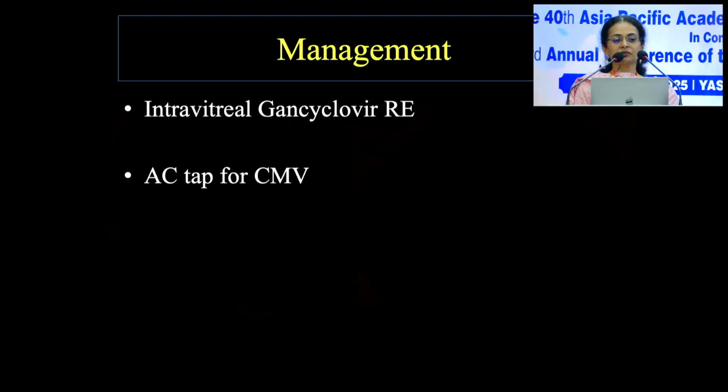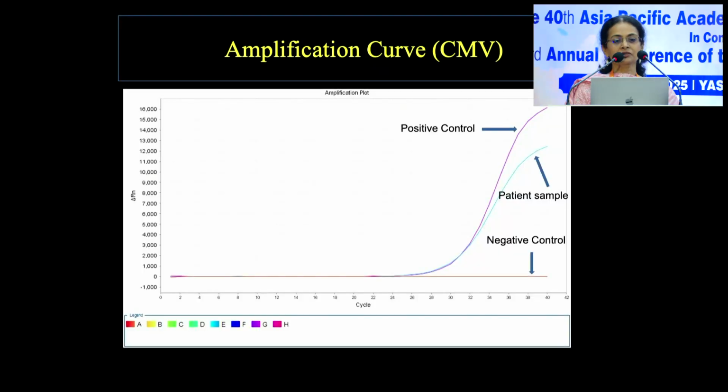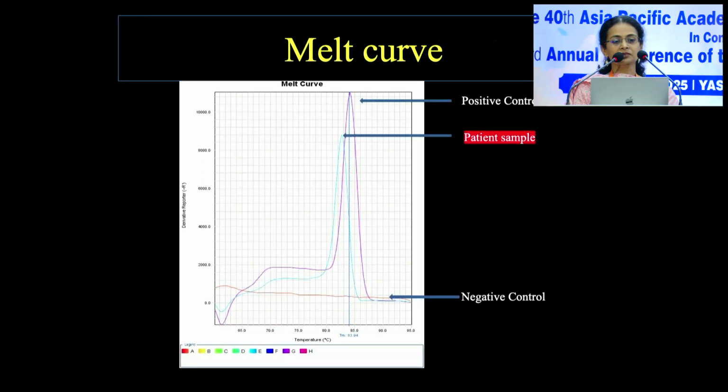So we treated him with bilateral intravitreal ganciclovir, though under guarded prognosis because we were not very hopeful of the visual recovery. And we did take an AC tap for CMV virus, and it turned out to be positive. So you can see the amplification curve, very much similar to the positive control. And this is the melting curve, again coinciding with the positive control.